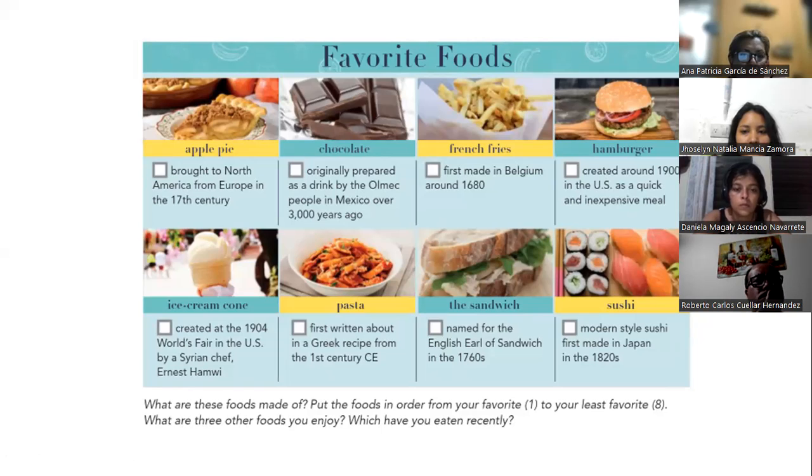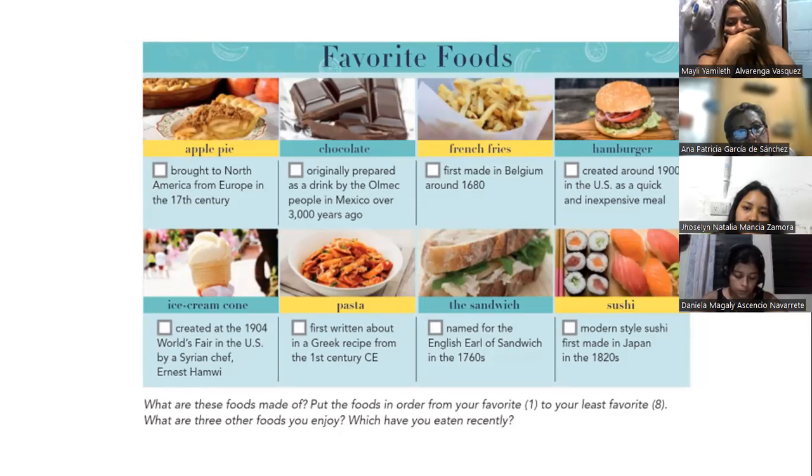Apple pie, brought to North America from Europe in the 17th century. Thank you. So, what is its origin, America or Europe? The North America from Europe. The original apple pie comes from Europe. Okay? Yeah, it's from Europe and it came to North America in the 17th century.